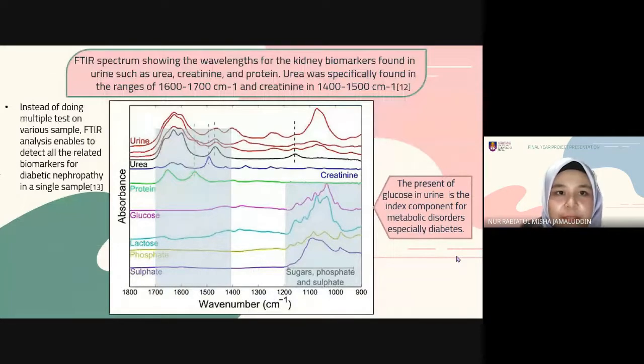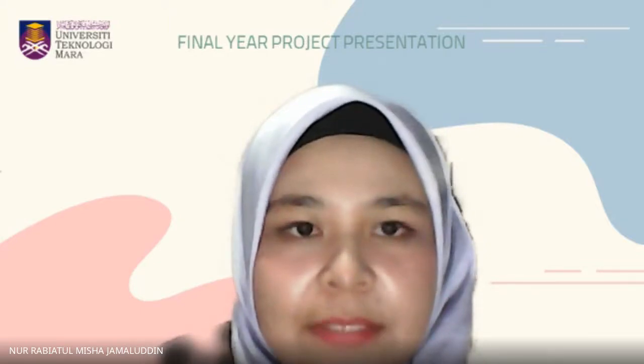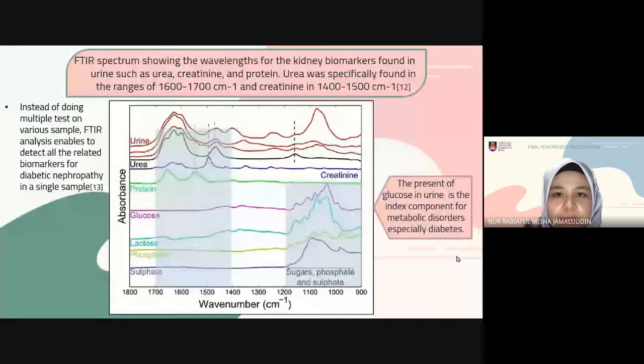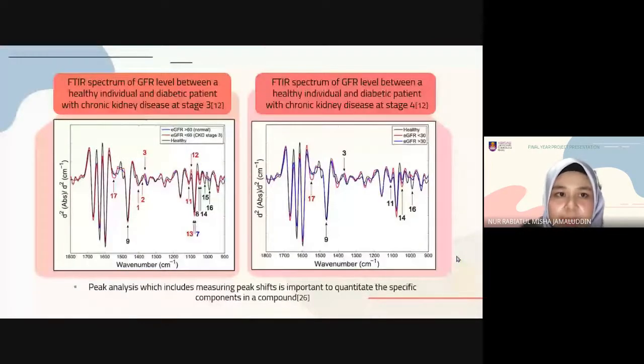This FTIR spectrum shows the wavelengths for the kidney biomarkers found in urine such as urea, creatinine, and protein. Urea was specifically found in the range of 1600 to 1700 wavelength and creatinine in 1400 to 1500 wavelength. Besides, the presence of glucose in urine is the index component for metabolic disorders, especially diabetes. Moving on is the FTIR spectrum of glomerular filtration rate level between a healthy individual and a diabetic patient with chronic kidney disease at stage 3 and stage 4.